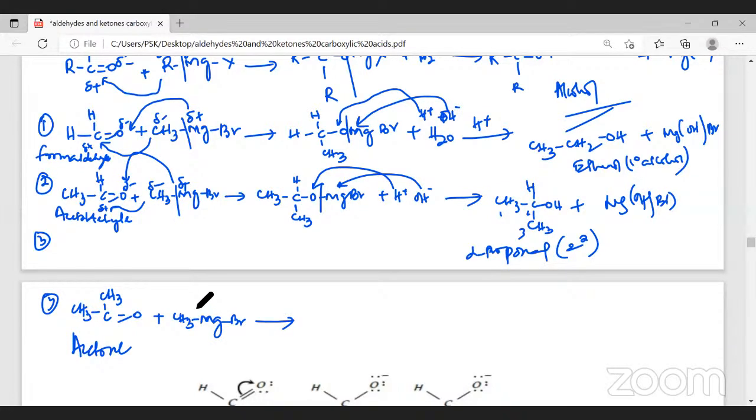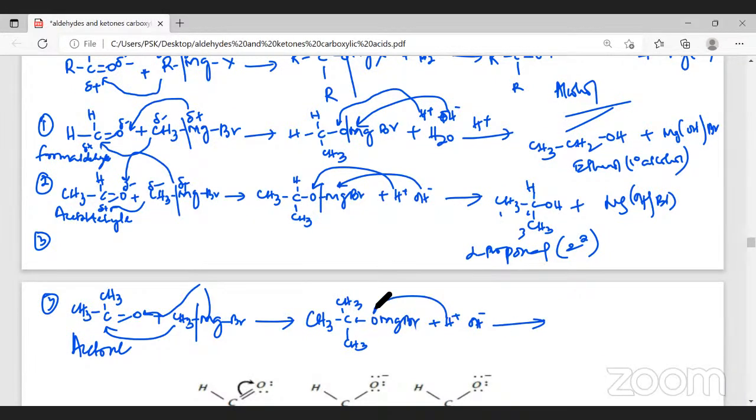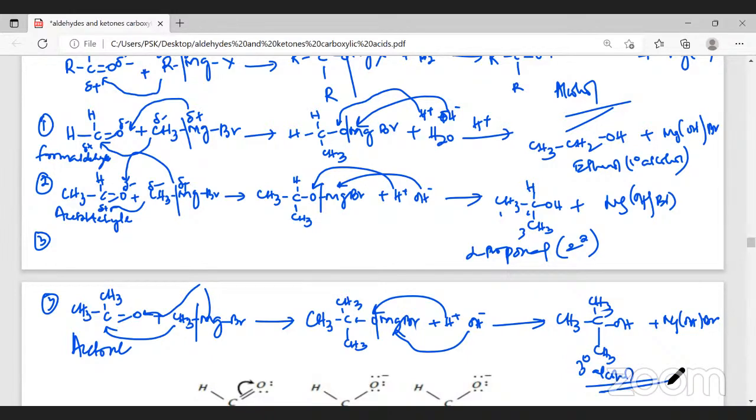Now, again, the same reaction here. CH3 attacks this carbon, magnesium attacks this oxygen. So you get CH3, CH3, here also you have CH3 and you have OMgBr. This on hydrolysis, H plus will attack oxygen, OH minus will attack magnesium. So you get CH3, C, CH3, CH3, OH plus Mg(OH)Br. This is called a tertiary alcohol. It's called tertiary butyl alcohol. So you should clearly observe.